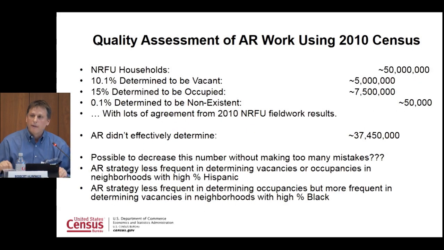Okay. Probably the best news in here is going back to the 2010 census, the quality assessment of the administrative records work. Out of all the 50 million or so NRFU households, I don't know why the columns didn't line up, 10% were determined to be vacant, 5 million of those, 15% determined to be occupied, a very small percentage determined to be non-existent, and there was lots of agreement with the actual NRFU field work going back to 2010, so this is really good news.